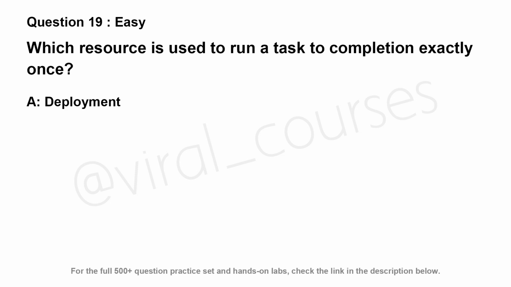Which resource is used to run a task to completion exactly once? Option A. Deployment. Option B. CronJob. Option C. Job. Option D. ReplicaSet.